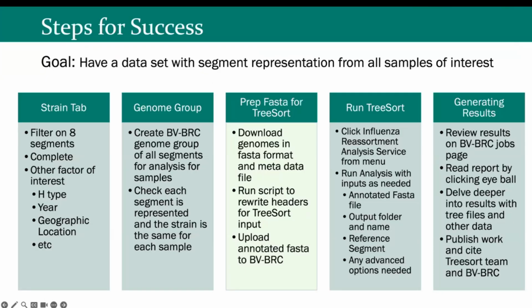So my goal for running this TreeSort example was to have a data set with segment representation from all the samples of interest. So I started on the strain tab, then made a genome group from that, prepped the FASTA for TreeSort, ran TreeSort, and generated results.